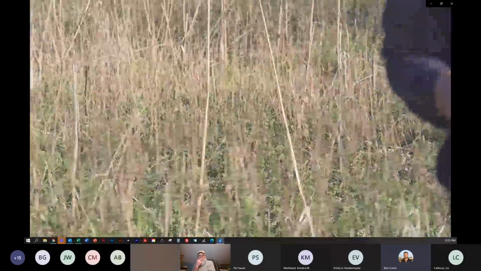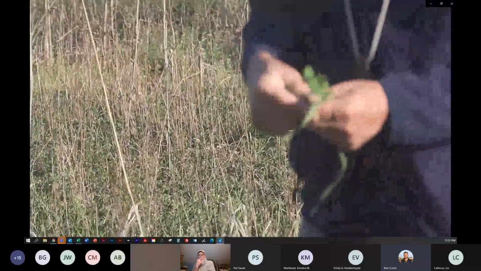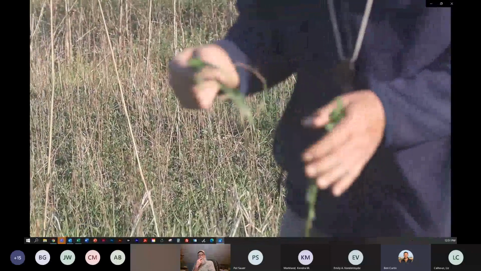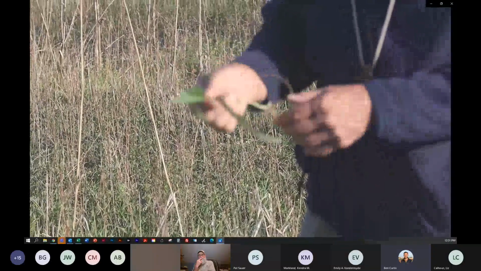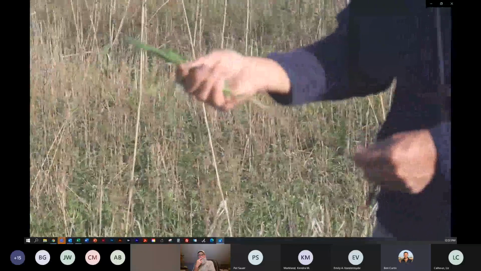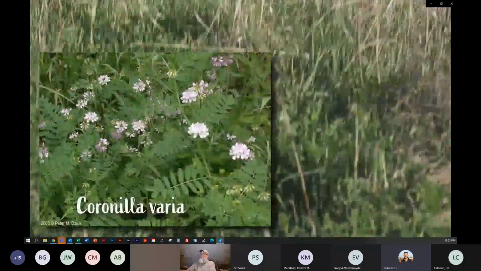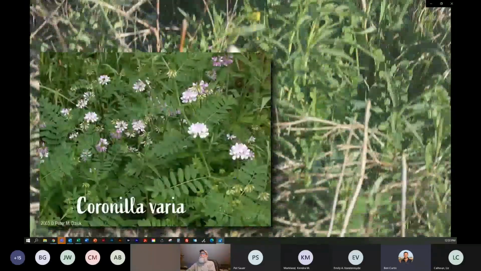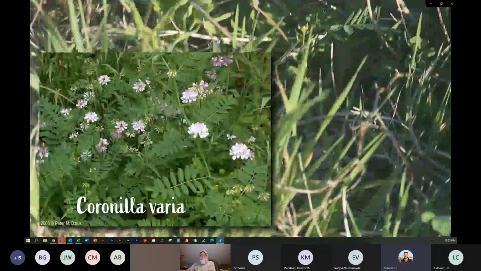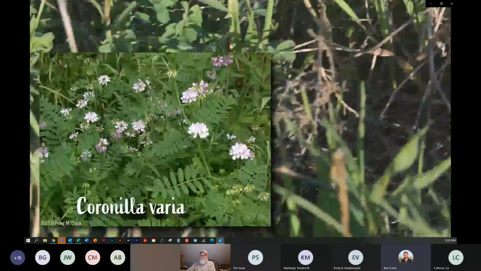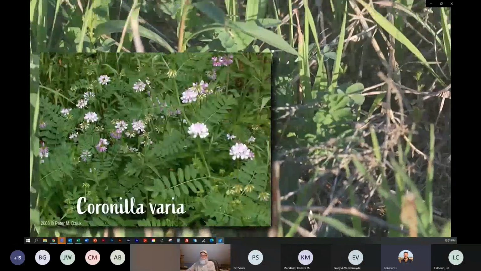Coronaria, I think the species name was Varia. That's changed now. I think the whole name has changed. We'll have to get that to you in the webinar. But crown vetch is, of course, another species that has the same kind of sad story.